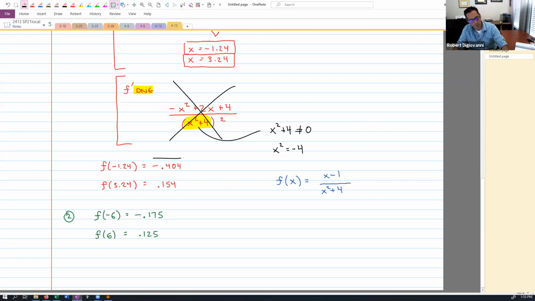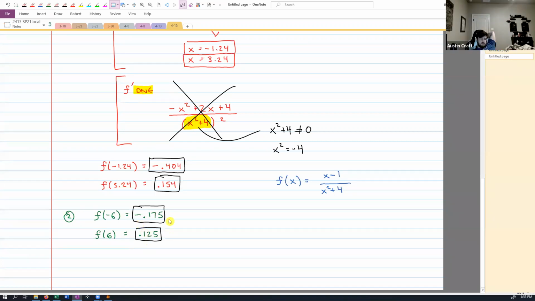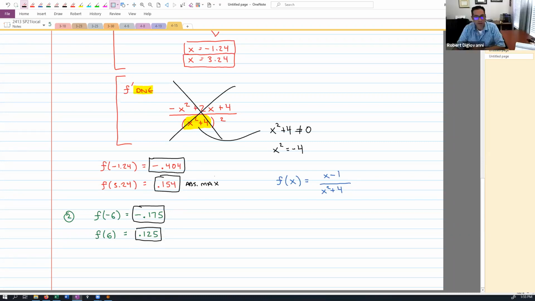All right. So here are the 4 outputs that we're looking at, and we're comparing them. We're trying to figure out which is the biggest and which is the smallest. Smallest meaning furthest to the left on the number line. So what's the biggest? The 0.154. This is our absolute maximum, right? 0.154 is the biggest number we have. What's the smallest? Negative 0.404. Yeah, this is our absolute minimum.